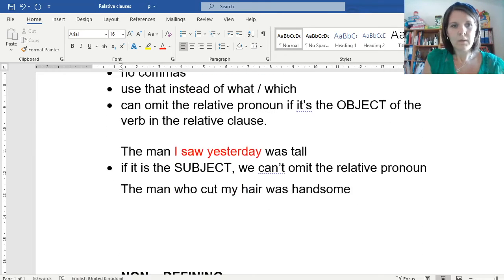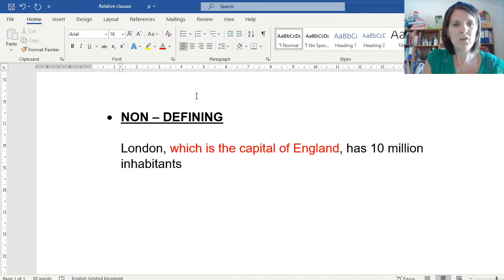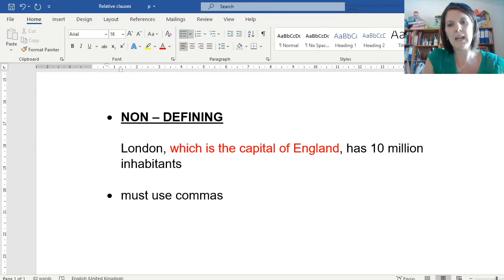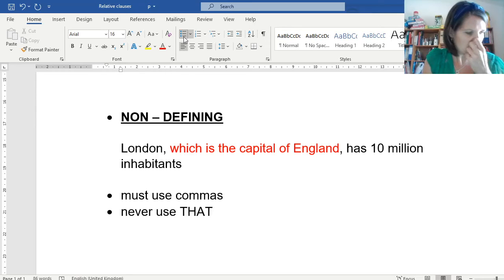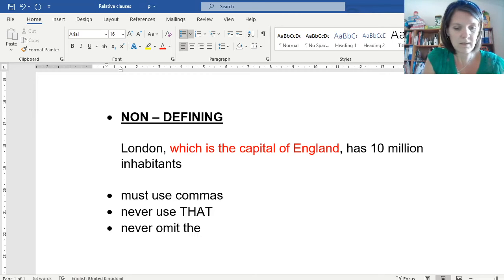Okay, so this was about defining. Then we had our non-defining. So let's look at the few rules about non-defining, which are very simple. We must use commas in this case. Okay, so at the beginning and at the end of the relative clause, we have to use commas. In this case, we can never use that to substitute, like we did before, to substitute what and which, okay? And here, in this case, we can never omit the relative pronoun.